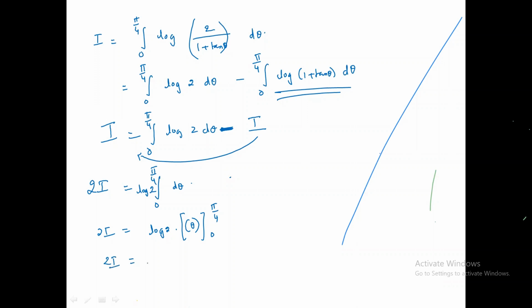So 2I is log 2 into pi by 4 minus 0. Of course, 0 I need not take. Then I have 2I equal to pi by 4 log 2. So I will be equal to pi by 8 log 2.